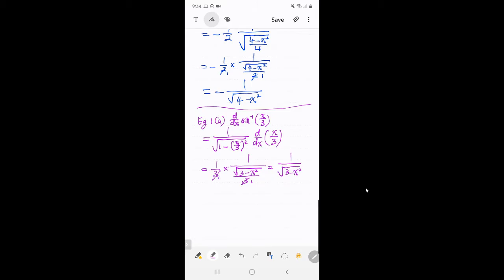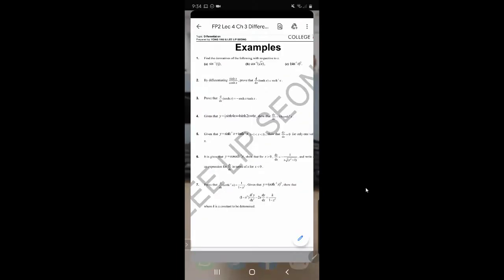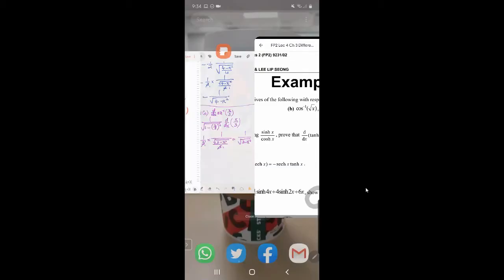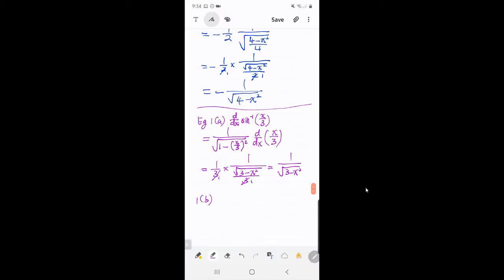Okay, so that is question number 1A. Number 1B. The question is asking for cos inverse root x. So what do we have here? The differentiation of cos inverse root x.